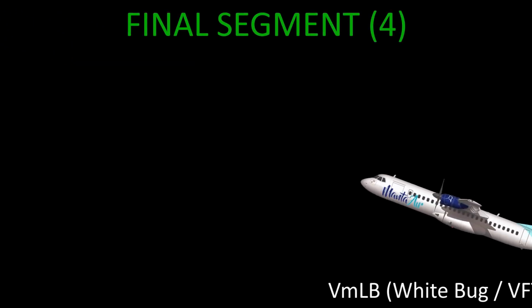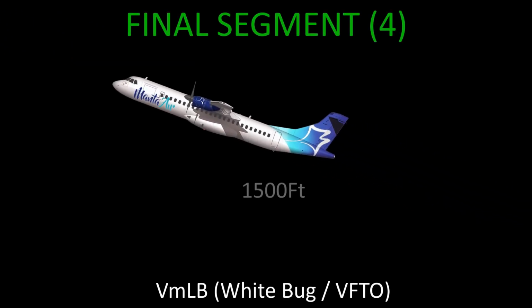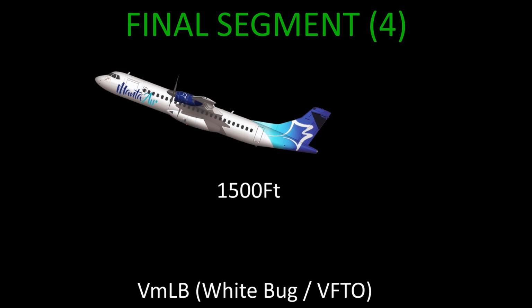Final segment. From VMLB to a minimum height of 1,500 feet. Above 400 feet, a minimum climb gradient of 1.2% is required. This requirement applies to final segment of the takeoff flight path.